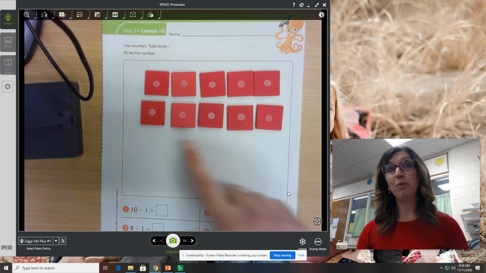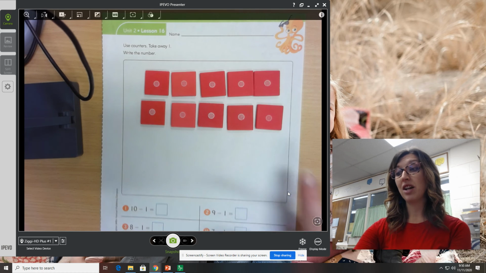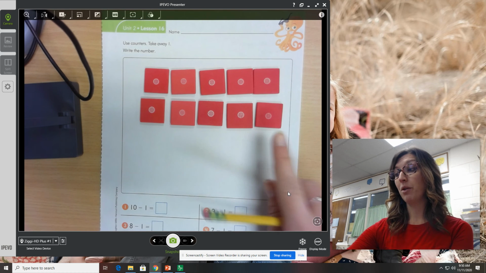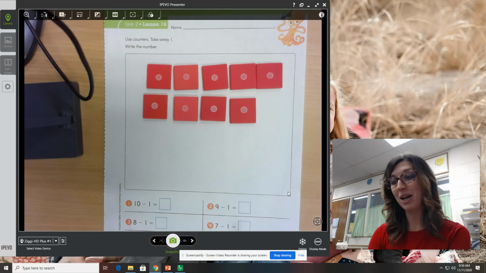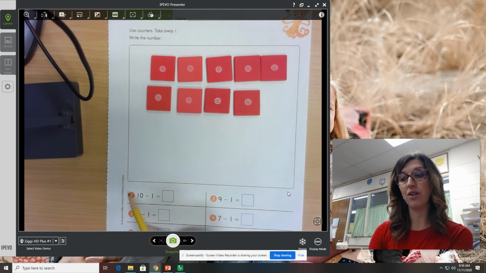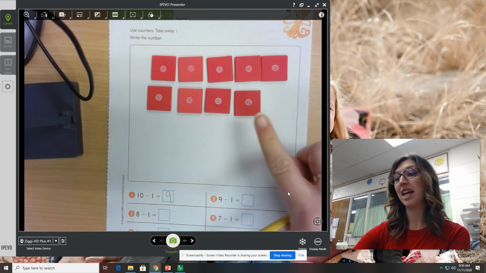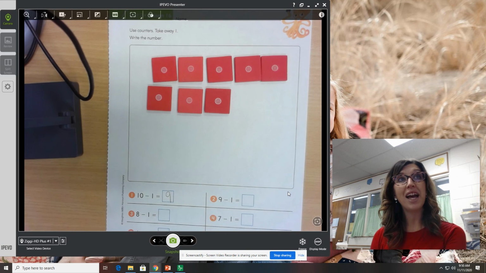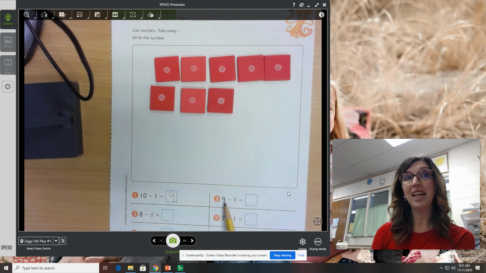So we have 10. We know that it's 10 because 5 plus 5 more equals 10. If we start with 10 and we take 1 away, now we have 9. Great job. So down here, you'll see next to the number 1 circle that we have 10 minus 1 equals 9. Good for you. We start with 9 and we take 1 away. How many do we have now? We have 8. Way to go. So 9 minus 1 equals 8.